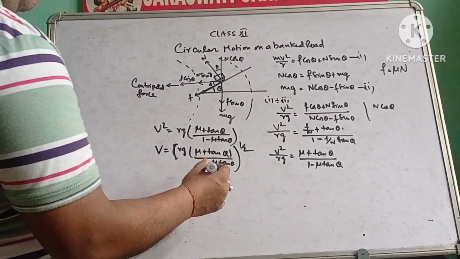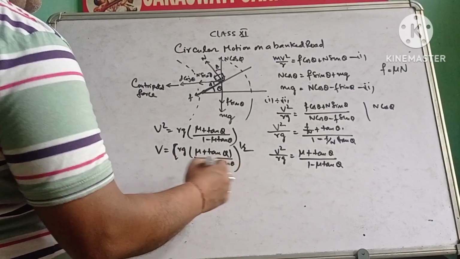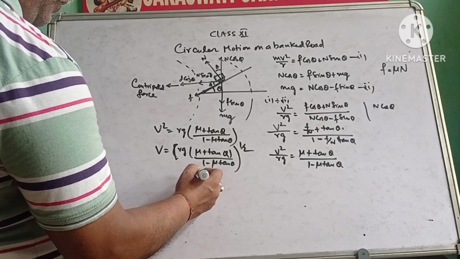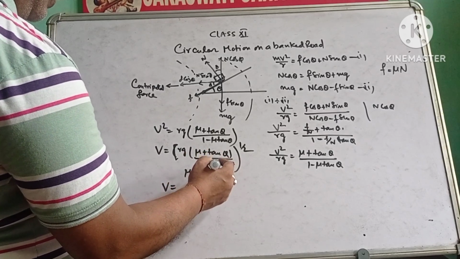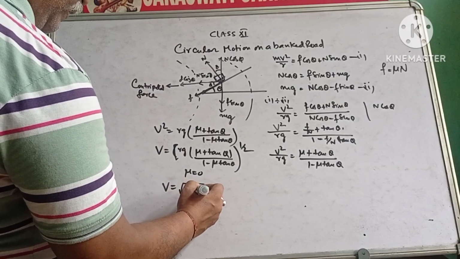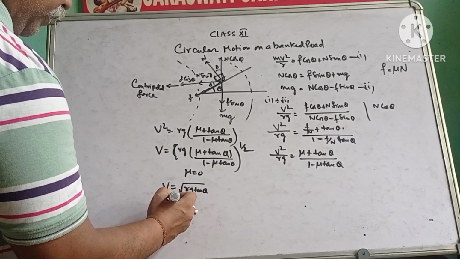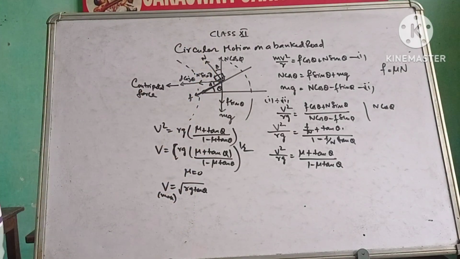Now, if your coefficient of friction is 0, that means it's a smooth surface. If this is 0, your v will be equal to root over rg tan theta. This is your maximum velocity in case of a banked road.